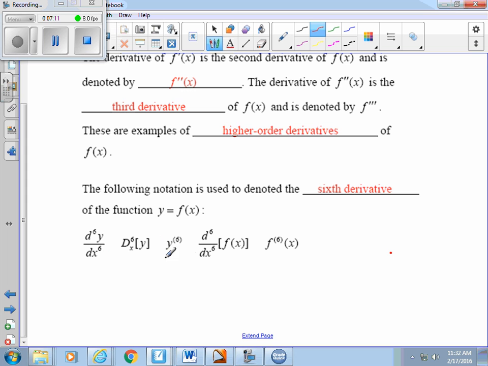So I want you to write down all of these notations. They all mean the sixth derivative. They all mean the same thing. We will do some examples.